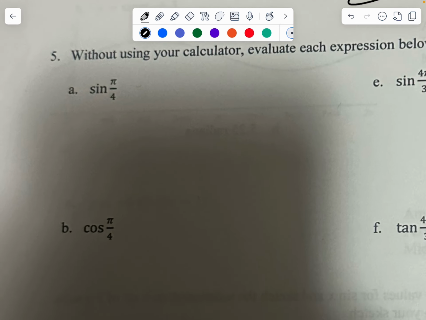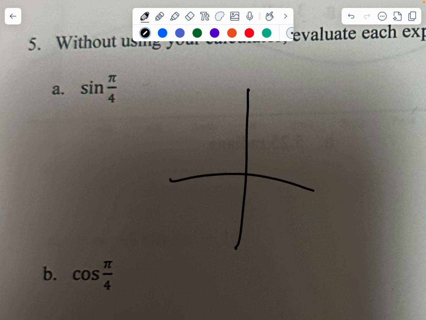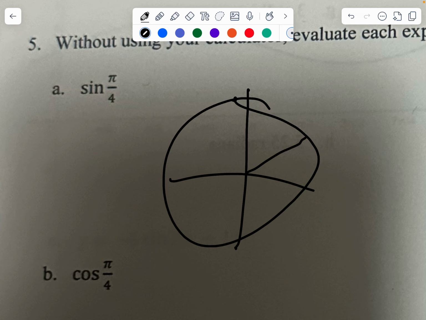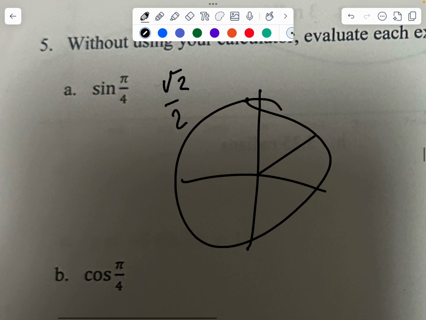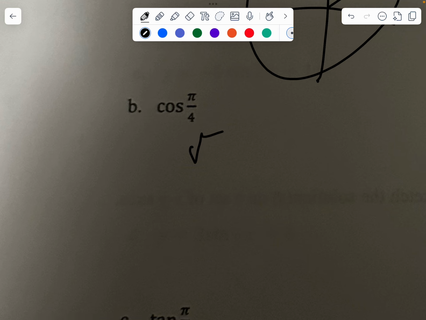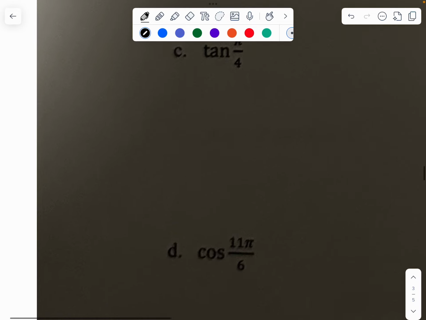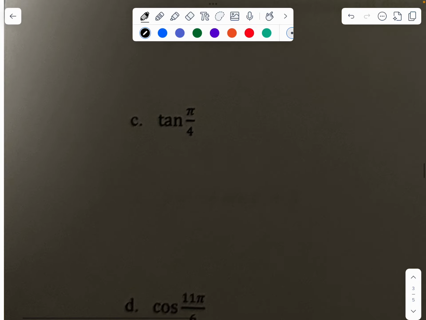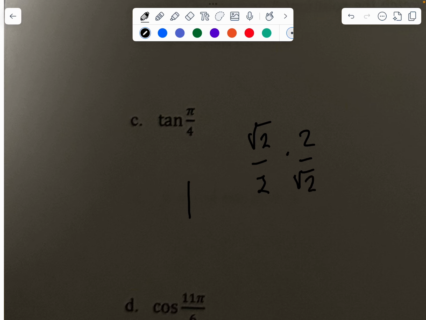Without using your calculator, evaluate the expression. I always like to draw a unit circle real quick, so pi over 4 is right here. Sine is going to be root 2 over 2. Have that memorized. Cosine of pi over 4 is also root 2 over 2. Tangent of pi over 4 is 1. Root 2 over 2 times 2 over root 2. So these cancel, this cancels, this cancels, equals 1.